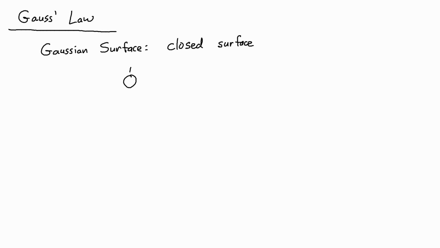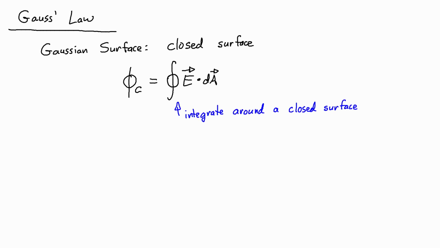So in this case, we have phi, the flux through this closed surface, with a subscript c, equal to the integral, and we put a circle through the integral. That is meant to show that we're integrating around a closed surface. And then we still have E dot dA, so we still have the same dot product.